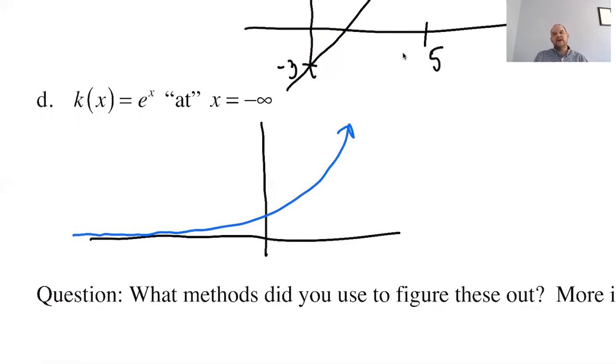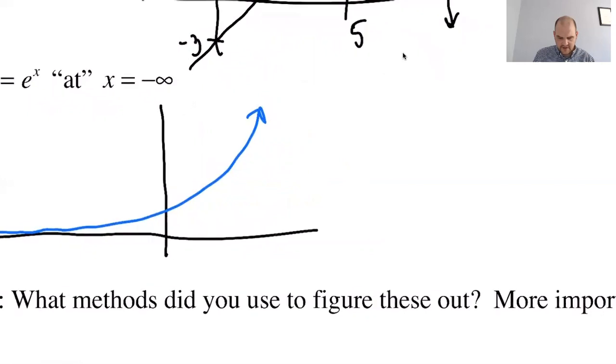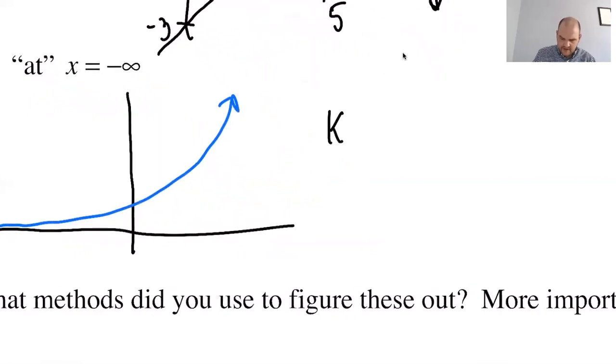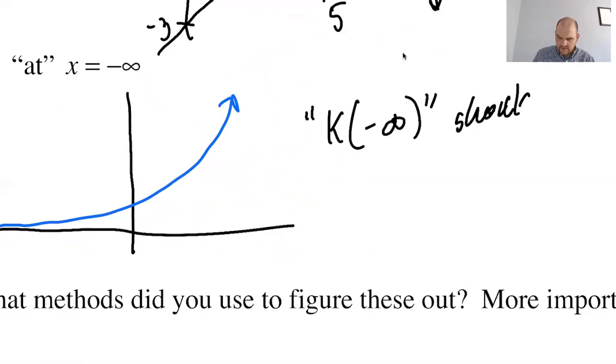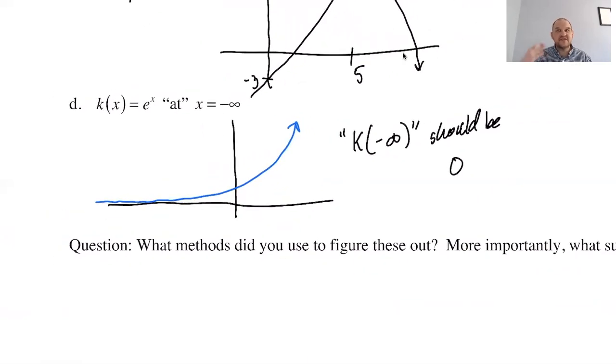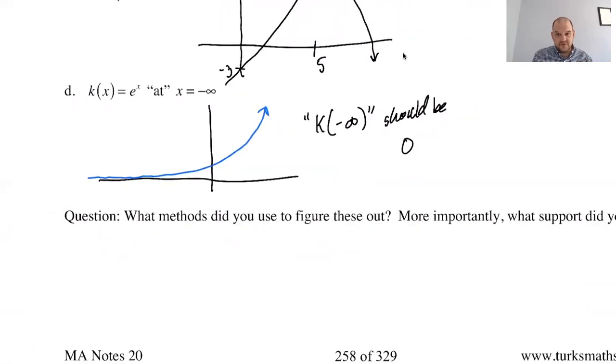All right, look at that thing. As x goes to the left, as you go toward -infinity, what happens to this function? It just keeps getting closer and closer to the x-axis. So if you could substitute -infinity, it seems like you should get 0. So I'm going to say that k of -infinity, in quotes because it doesn't really make sense, should be 0. You should get 0 if you sub in -infinity. It doesn't make sense to do that, but if you could, you definitely should be getting 0.